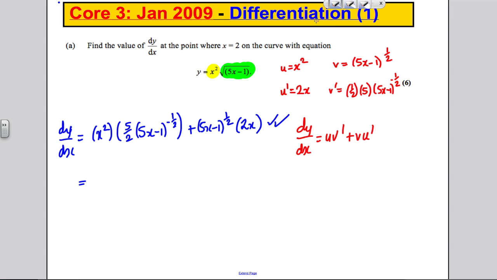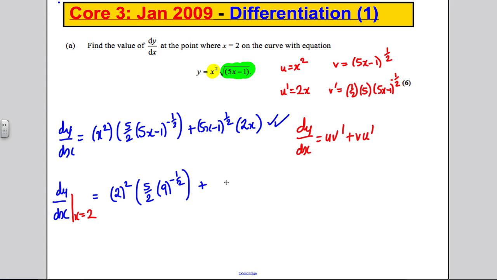But you want to find dy by dx when x is equal to 2. So you write dy by dx when x is equal to 2. So what we're doing here, we're substituting in x is 2, so that would be 2 squared. It would be 5 over 2. 5 times 2 is 10, take away 1, so that would be 9 to the negative half, plus, and this would be 9 to the positive half times 4. 2 squared is 4. You can type this in your calculator.